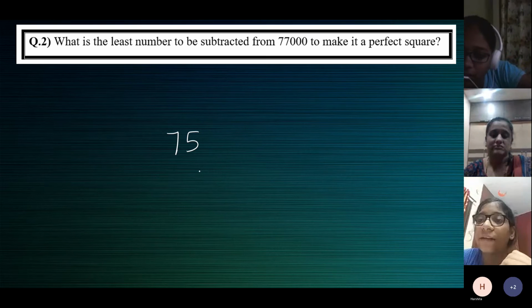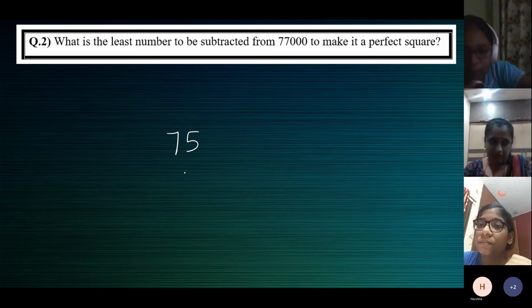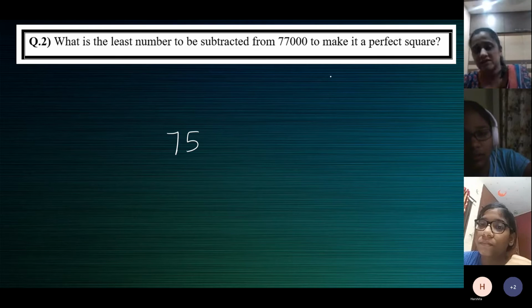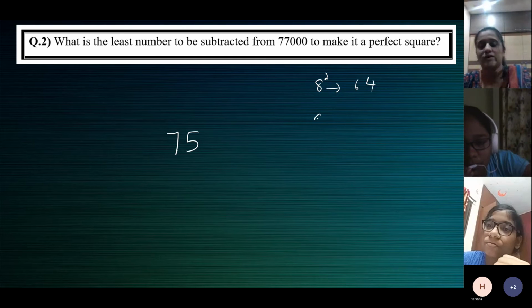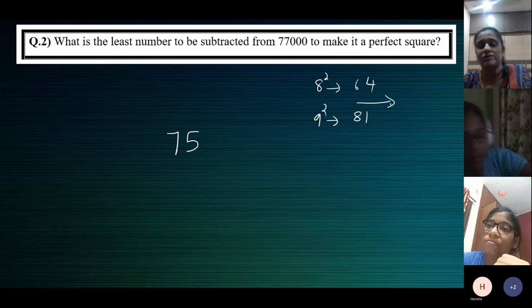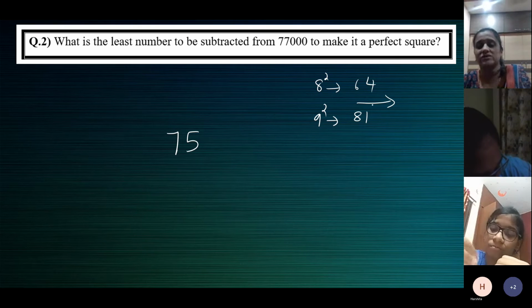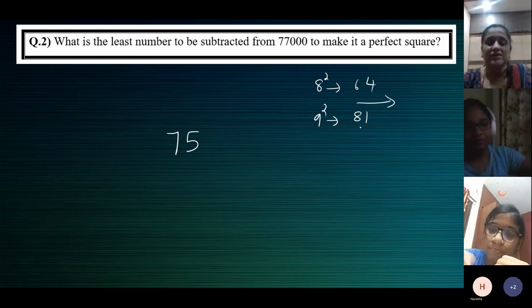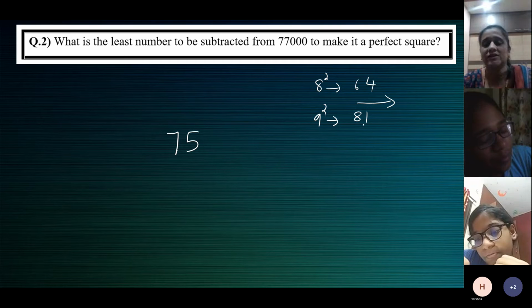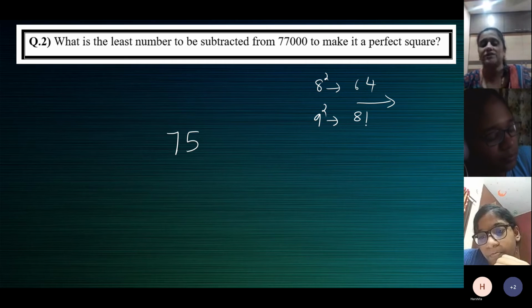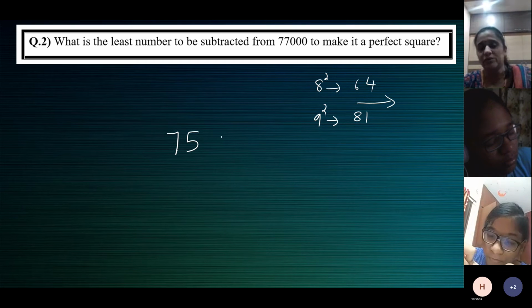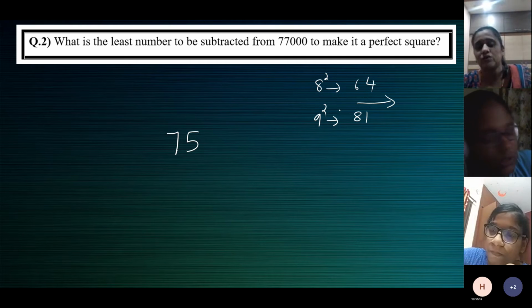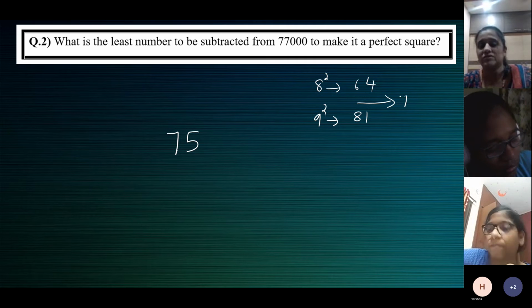Is it 11? Yes, 11. Because where does 75 lie? It lies between 8 square, 64, and 9 square, 81. 75 lies between the two perfect squares 64 and 81. 8 into 8 is 64, 9 into 9 is 81, and 75 is here.